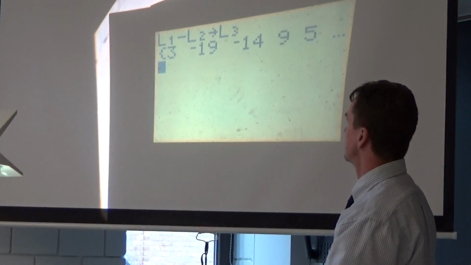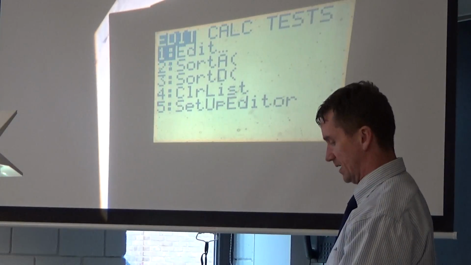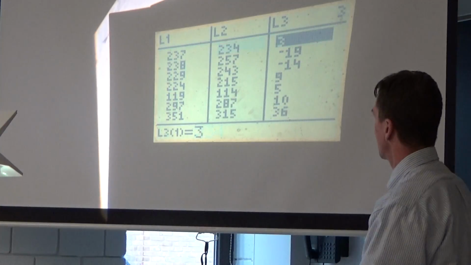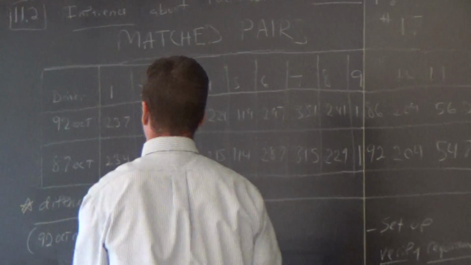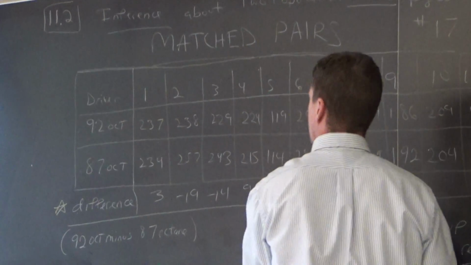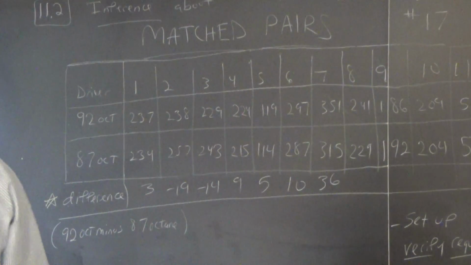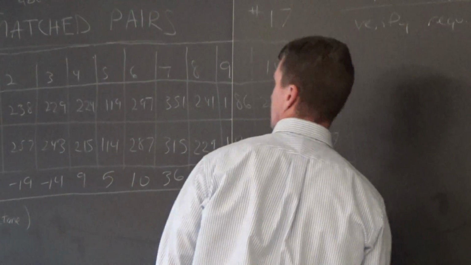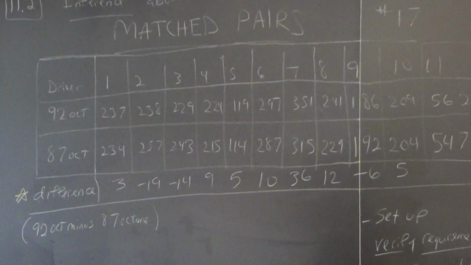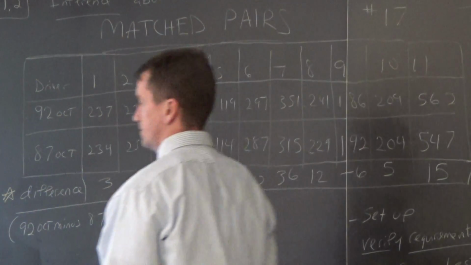I know it writes it like that, but when you go back to your list, you'll see it there. It's like magic. Let me go back to the list. Where is it? There they are. This is what? -19. I'm going to fill this in. -14. Some of you already probably filled this out. 9, there's the 5, there's the 10, there's the 36. I scroll down a little bit. What are these other numbers? 12, -6, 5. Last number, the last difference, 15. There we go. I got that?